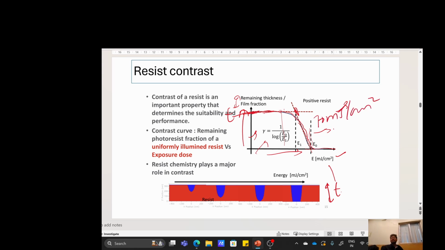Above this energy, whatever 80, 90, whatever dose you give, that will remove the photoresist completely, like this. Okay, this is the removal of the photoresist. The blue part is the removal of the photoresist. In this one it has not been removed completely, in this one also, in this one also. So we are increasing the energy in this direction, and the thickness is decreasing. Beyond this part, whatever energy or dose you use, that will remove the photoresist. So this is the contrast curve.